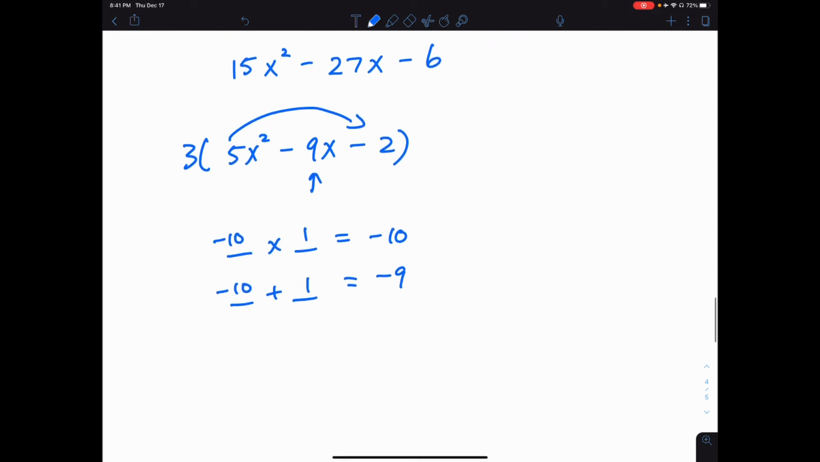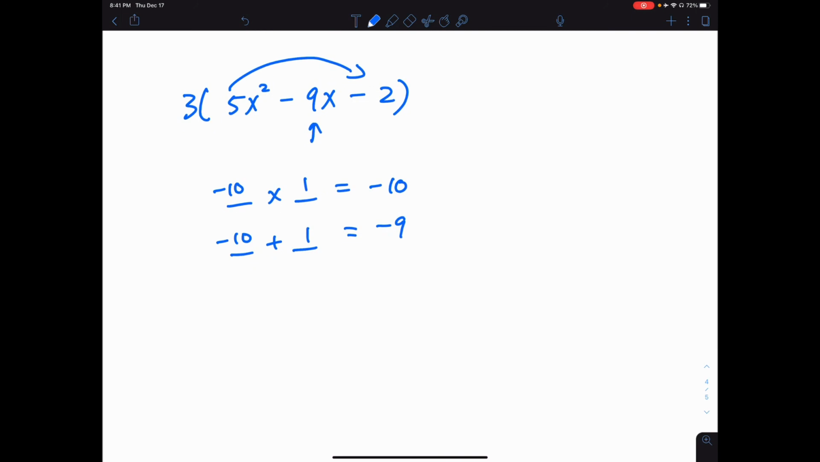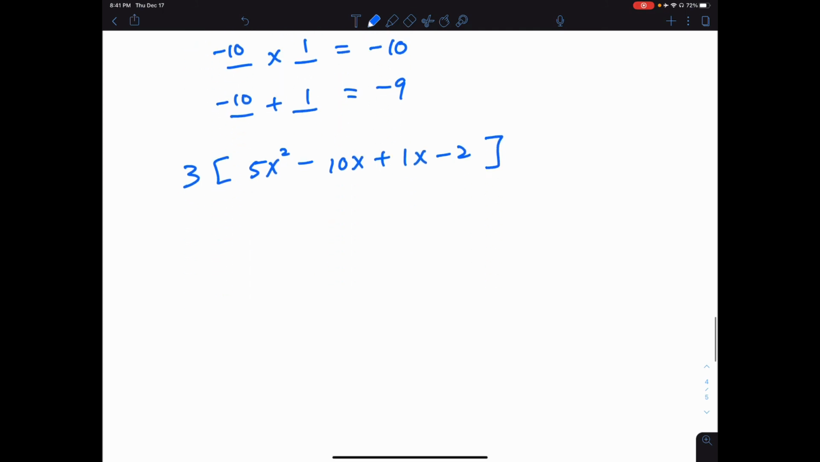So now I can apply decomposition on the inside. Remember to hold the 3 on the outside. So I'm just going to keep everything else inside the brackets. So we'll have 5x squared minus 10x plus 1x minus 2. Again, we can apply decomposition on the inside. So for this one, you might want to switch these brackets to square brackets for now. And I'll show you why later.